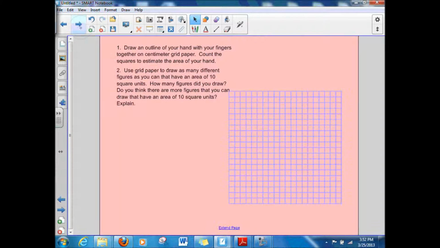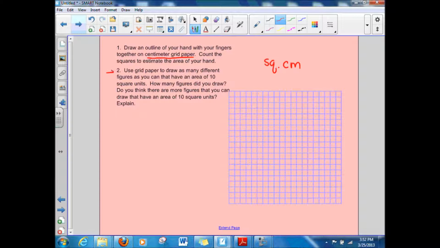One additional thing for your homework tonight is there's 2 statements on the back of your paper. Draw an outline of your hand with your fingers together on centimeter grid paper. Count the squares to estimate the area of your hand. So you do like I had showed you earlier with that picture of my hand with fingers closed, and count the number of squares that fall within the area of your hand. Since you're using centimeter grid paper, you'll be able to say square centimeters when you label your answer.